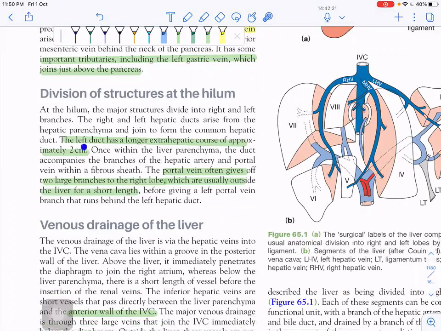Then, division of the structures at the hilum. The left duct has a longer extrahepatic course of approximately 2 centimeters. So which duct is longer? The left hepatic duct is longer. So if you are doing any intervention in the hepatic duct, you have to do it in the left hepatic duct. Mainly.